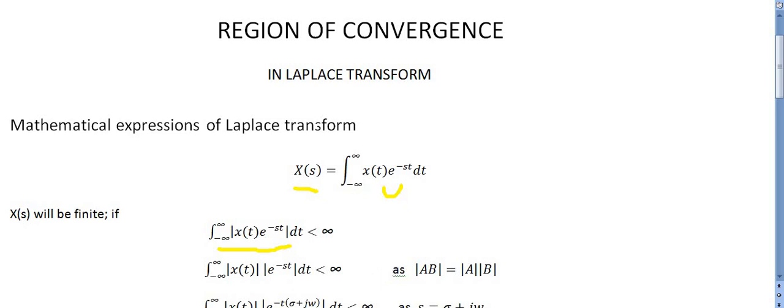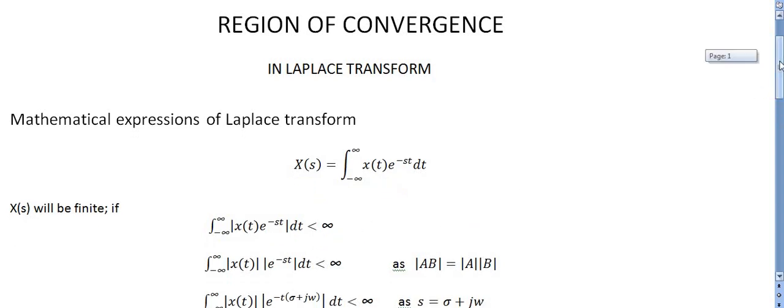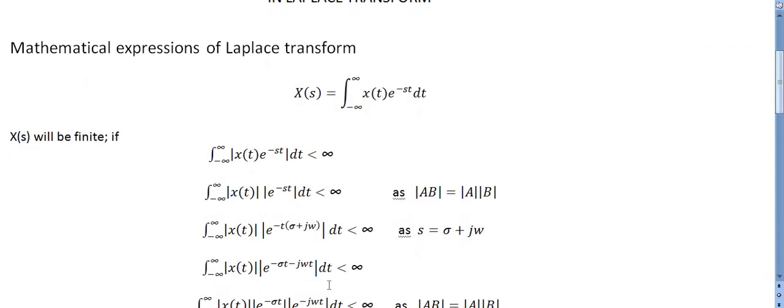That means it should be absolutely integrable, then only you will get the finite value of X(s). So for that we need to see on which condition the absolute finiteness of this integration is dependent. For that I have just solved this expression further.